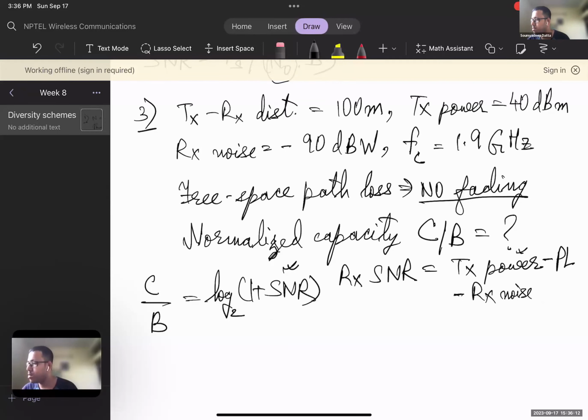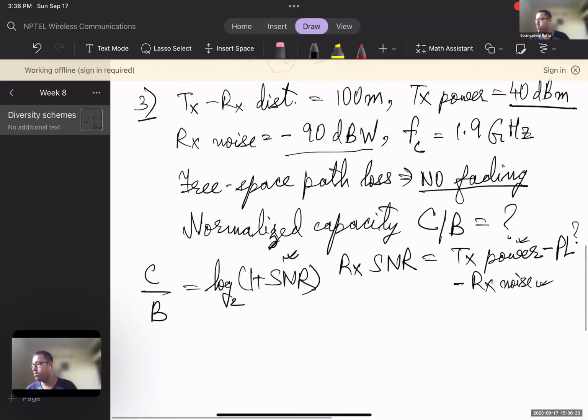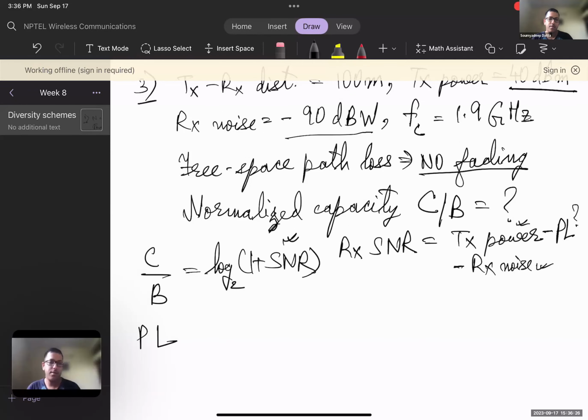So you already know the transmit power. It is 40 dBm. Receiver noise, you know, it is minus 90 dB watt. You have to calculate the path loss. So let us calculate path loss. We are told it's free space path loss. So then what is the value of free space path loss? I think it is 4 pi. In a second. Can somebody tell me the formula for free space path loss, in linear or dB? Anyone?